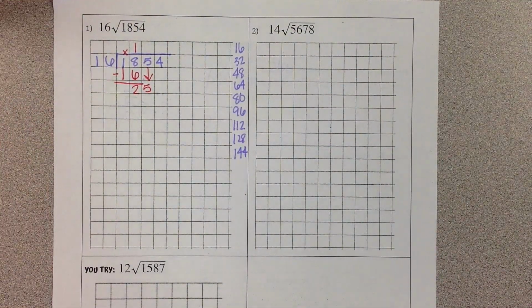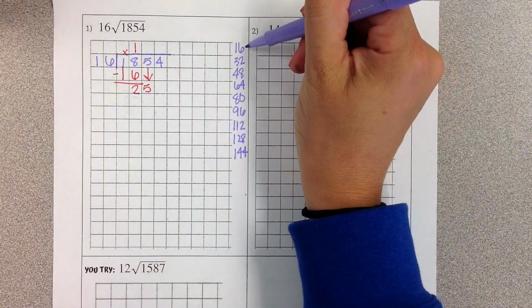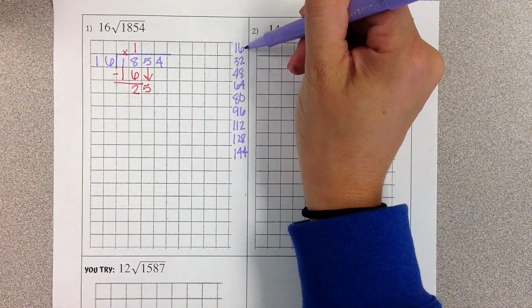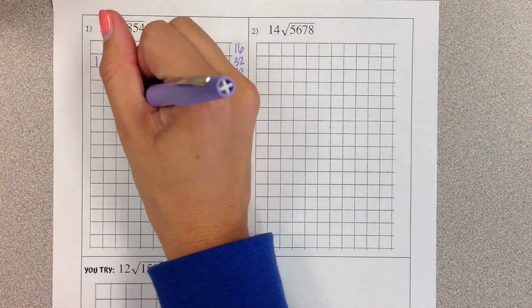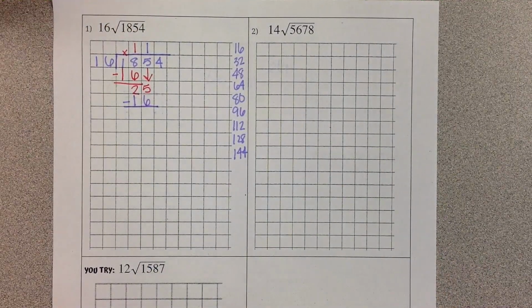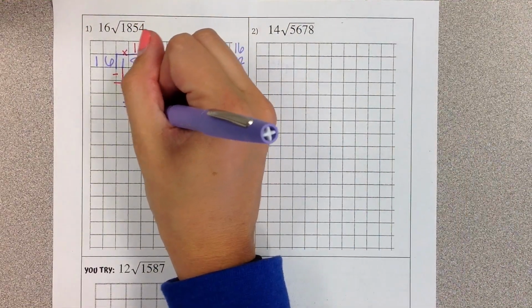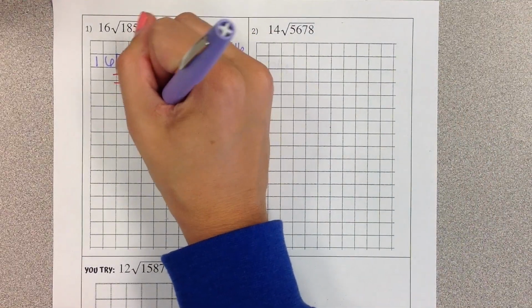Now we look at 25. How many times does 16 go into 25? 16 is smaller, 32 is bigger, so it goes in 1 time. We multiply. 16 times 1 is 16. Next step is to subtract. 25 minus 16 is 9. Last step, step 4, bring down.